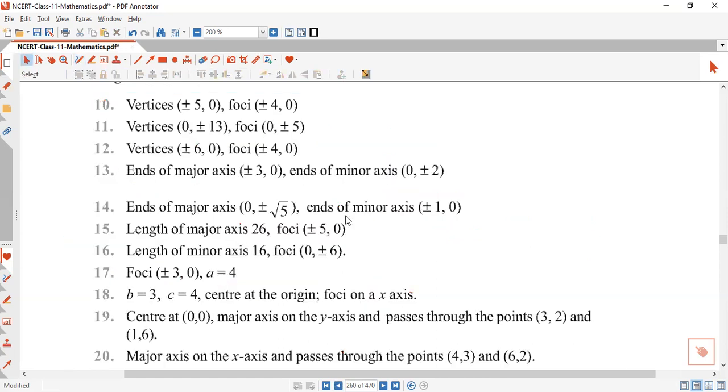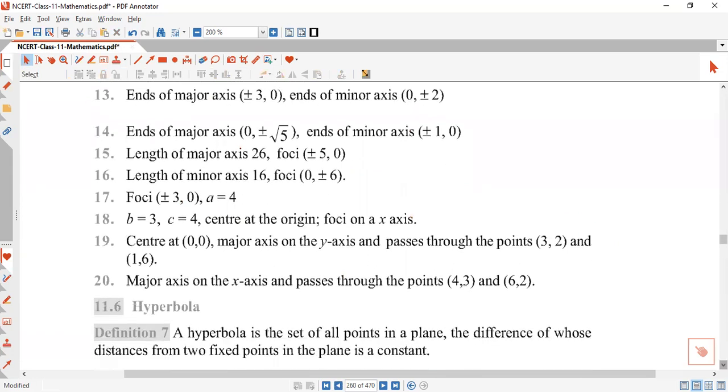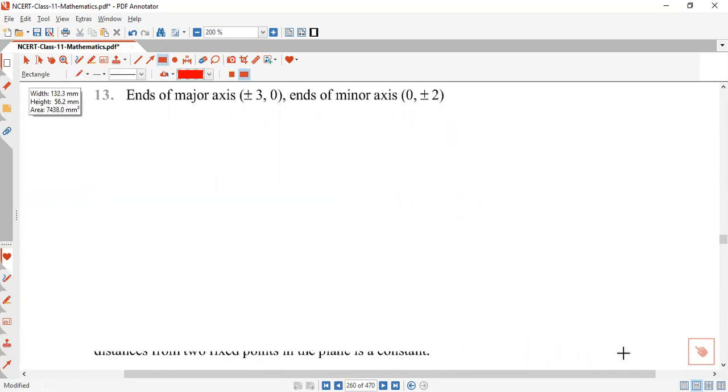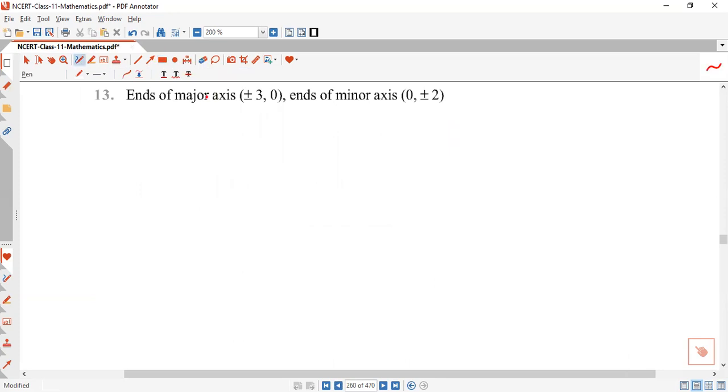Now, question number 13. So this condition is given. Ends of the major axis are given and ends of the minor axis are given. And we have to find out the equation. The major axis is given on the x-axis. Major axis coordinates lie on the x-axis.